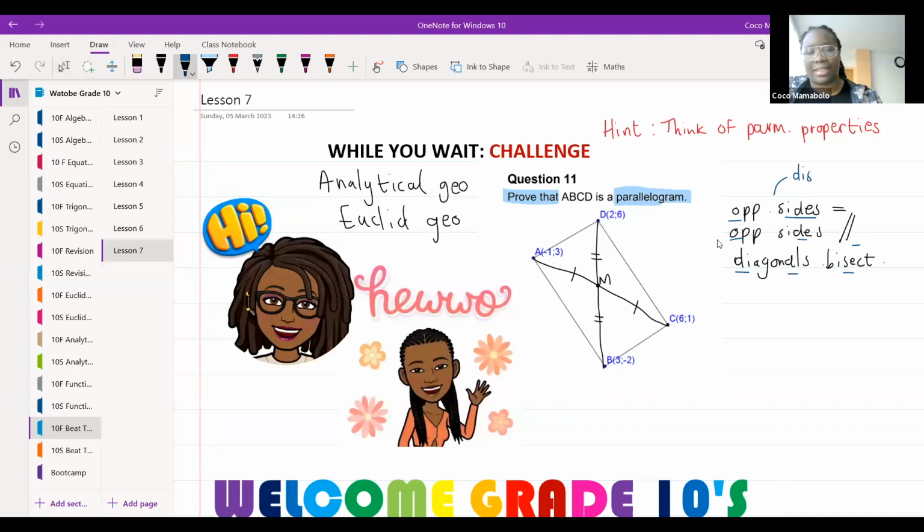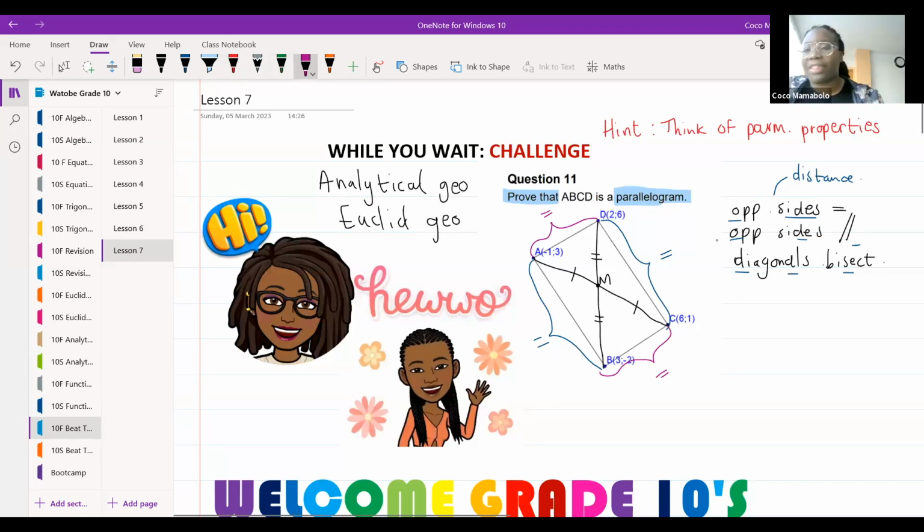So we can find the distance, right? We can find the distance of DC and compare it to the distance of AB. And if those two are equal, then we also need to look at the distance of AD and the distance of BC. If those two are equal, that will then prove that this is indeed a parallelogram.